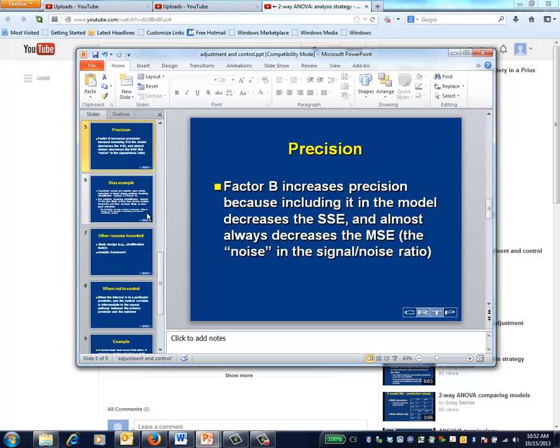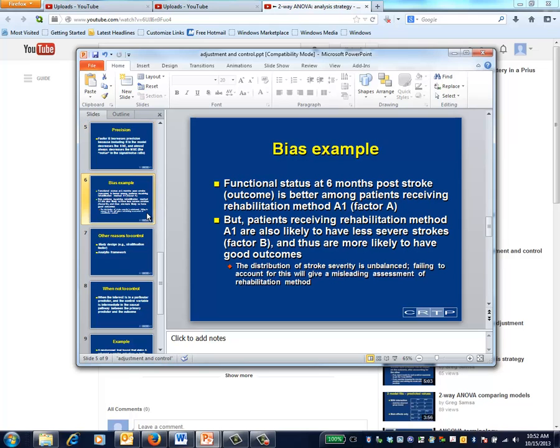Returning to the argument about precision, including factor B as a covariate increases precision because including it in the model would decrease the sum of squares for error, and thus will almost always decrease the mean square error. Please recall that the mean square error represents the amount of noise in the system used in statistical testing. Standard errors of the model parameters are based on, among others, this mean squared error.